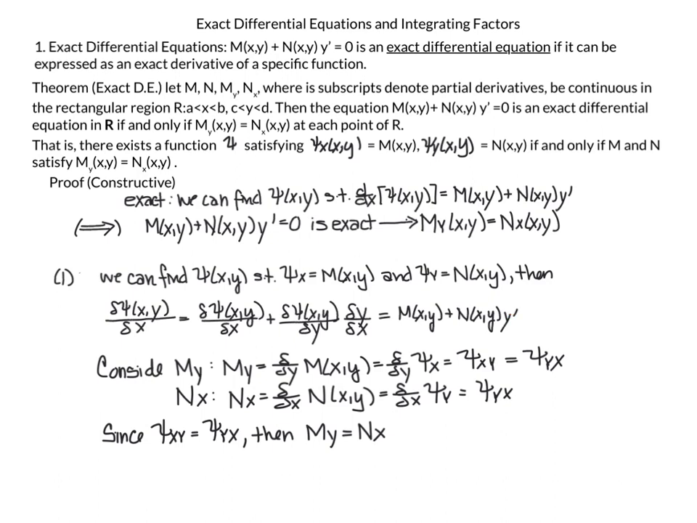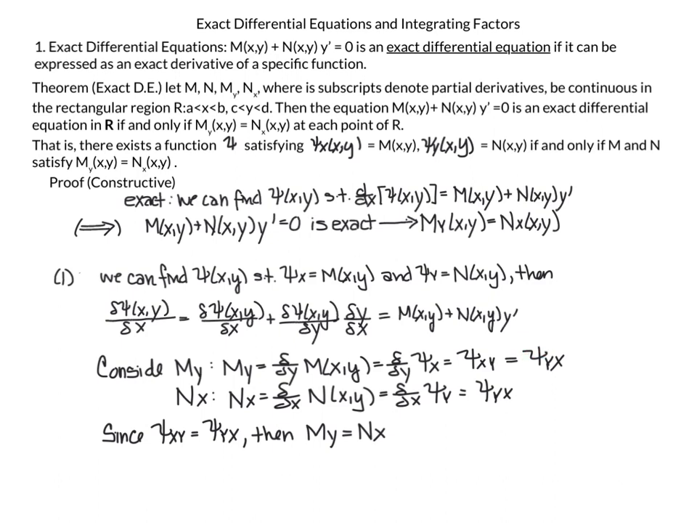We're going to look at M_y, that is, the partial derivative with respect to y. So M_y is equal to d/dy of M(x, y), which is equal to d/dy of psi_x, because psi_x is equal to M. So this is psi, partial derivative with respect to x, partial derivative with respect to y. And if you remember from vector calculus, it doesn't matter which order we take this derivative in, so that's equal to psi_yx.